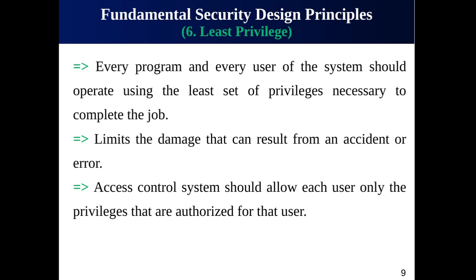And each permission specifies a permitted access to a particular resource. For example, you are able only to read the file, another person is able to write or edit the file as well, another person is able to delete the file as well, and things like that. These are examples of role-based access control. More generally, any access control system should allow each user only the privileges that are authorized for that user. If you want to do something beyond those privileges, that would not be accepted by the system.